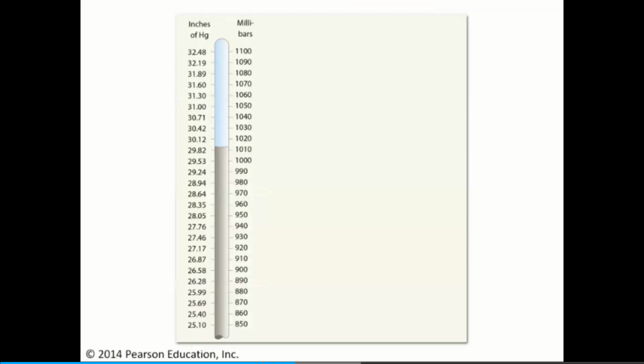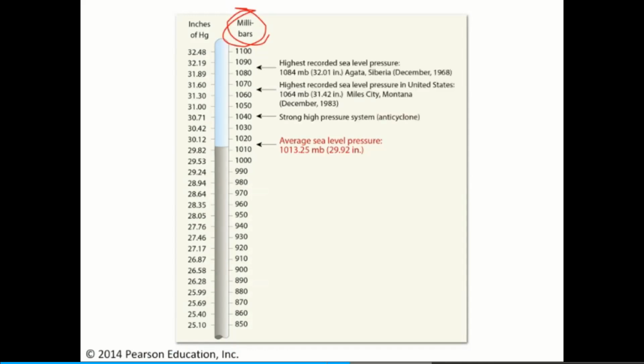We can also express air pressure in millibars, shown here on the right side of this column. And the typical average air pressure at sea level is 1,013.25 millibars, and that's equivalent to about 29.92 inches of mercury. There are air pressures that are higher than average, and there are air pressures that are lower than average. Let's take a look at some of the highest air pressures here. A strong high pressure system, an anti-cyclone that we'll be talking about in a future smart figure in the next chapter, would be like around 1,040 millibars. That's around 30.7 inches of mercury.